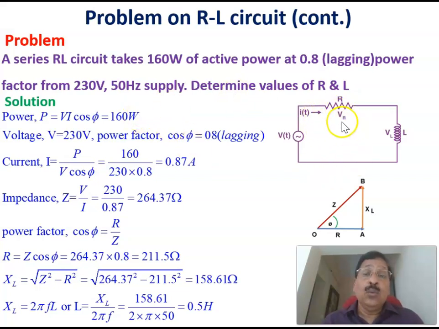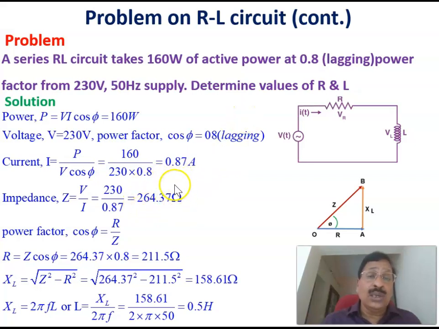That's the first thing. Once you get the current and you know the voltage, you can calculate the impedance. Impedance means the total resistance to AC. You can get the AC resistance, the total resistance, which is equal to the voltage divided by the current, V by I, 230 divided by 0.87. That will be the impedance, which is equal to 264.37 ohms. That's the impedance.